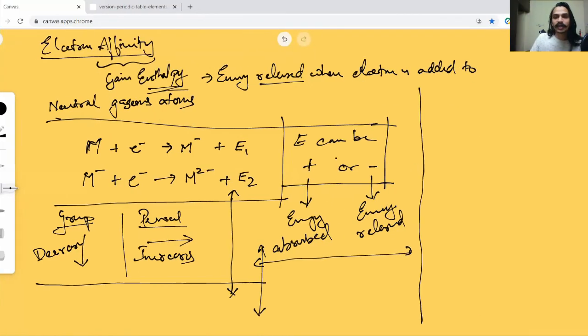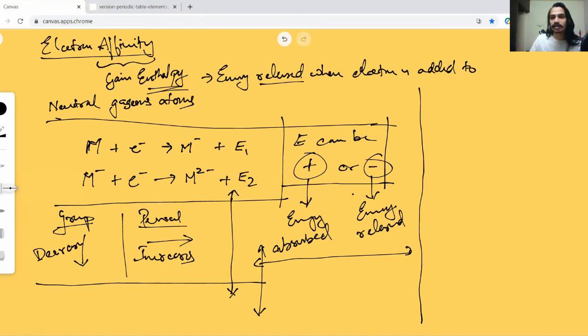So that's it for this class, electron affinity, also called electron gain enthalpy. As per the definition, we have two types: the first enthalpy and the second enthalpy. The second enthalpy is generally positive, because once it becomes a negative ion, it's not willing to accept more electrons. So we need to give energy.